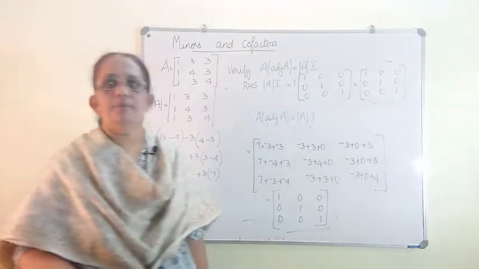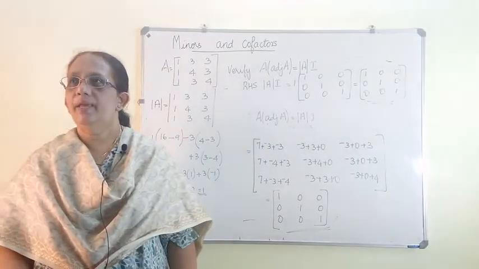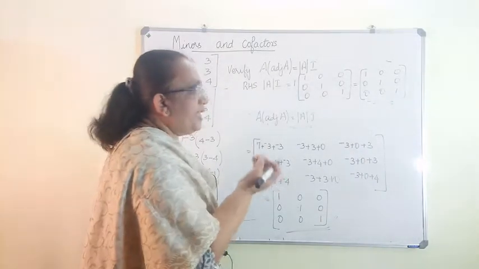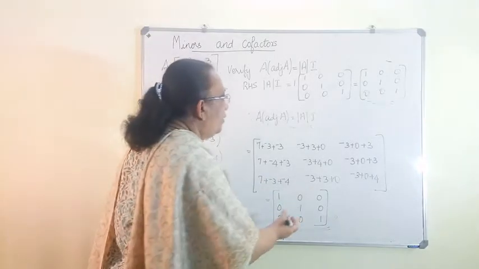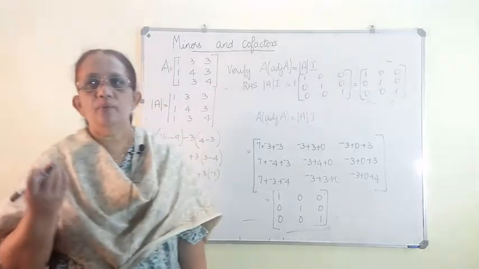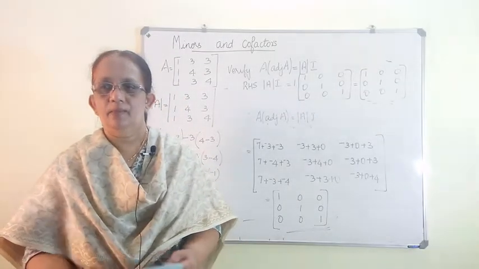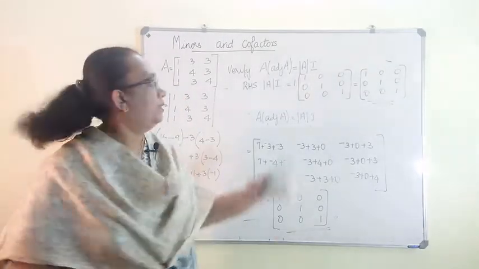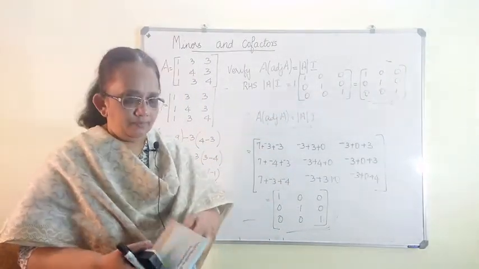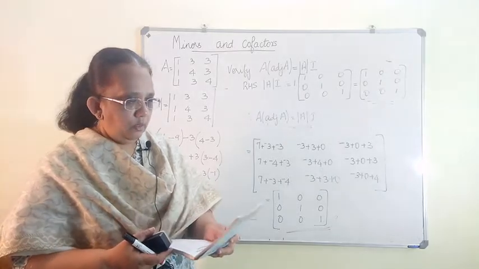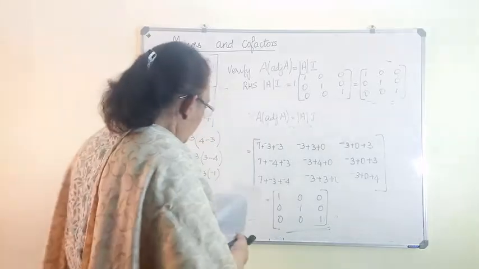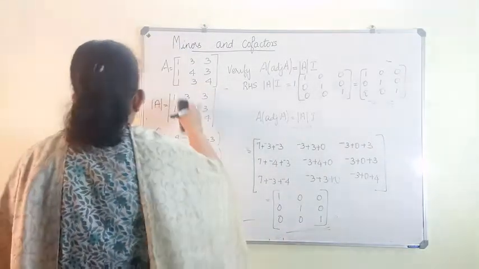A into adjoint of A is equal to determinant of A into I. If you skip a positive sign or a negative sign, you won't know where you have gone wrong, whether in the LHS or the RHS. So be careful when you multiply all the steps. Clear? Nothing new. All these things we know already. We are just applying it. Okay. Now, let us consider another example.